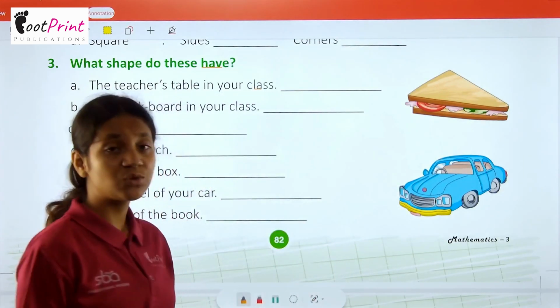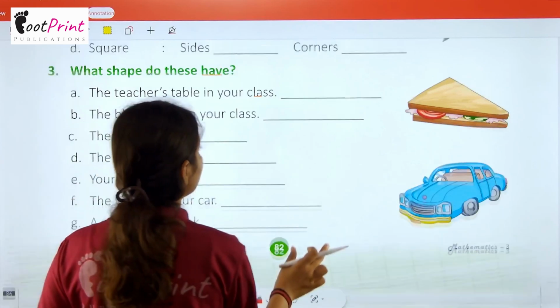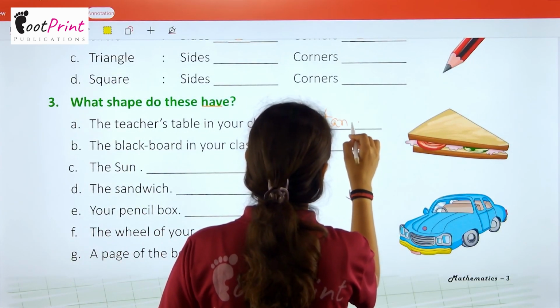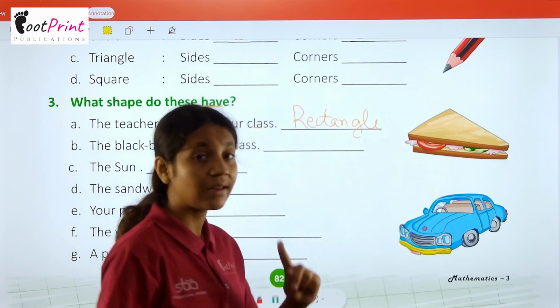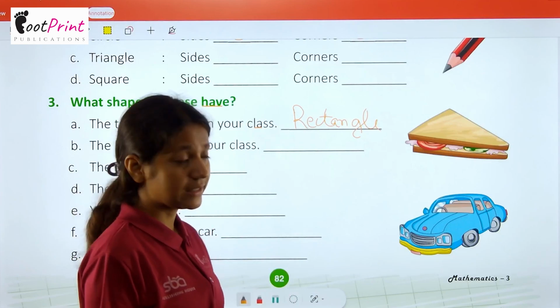आपकी क्लास में जो टीचर का टेबल है वो किस शेप का है? So it is of rectangle. So these are the questions which you have to firstly understand, then analyze around you. After that you have to write your answer.